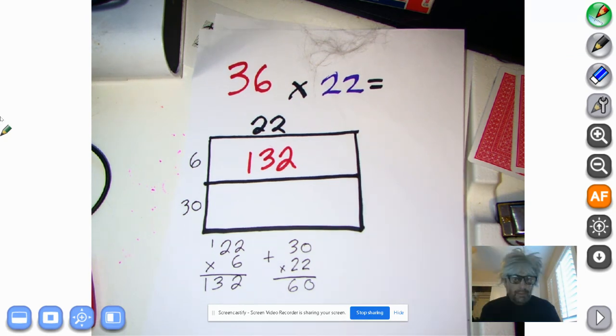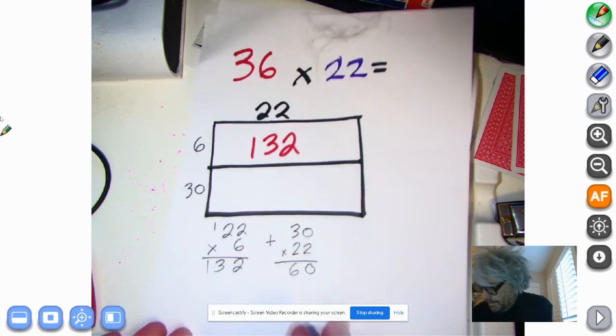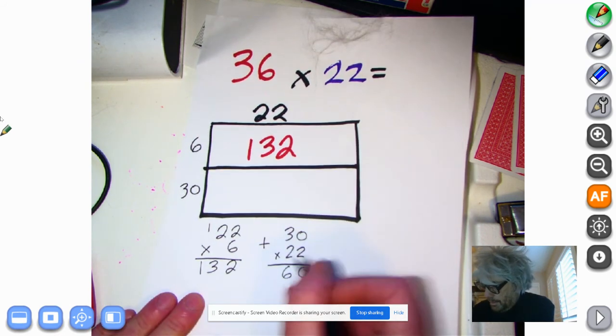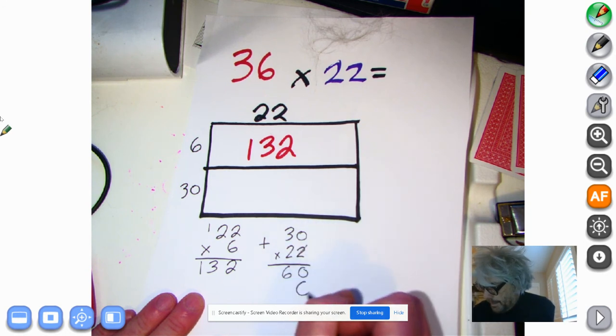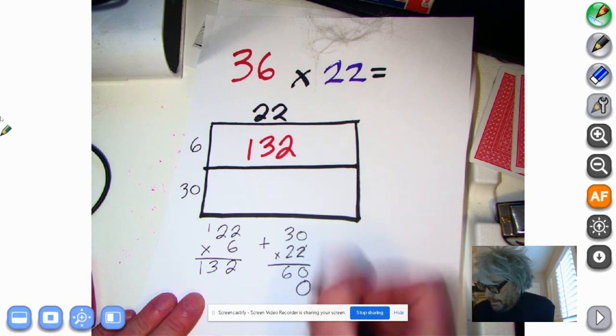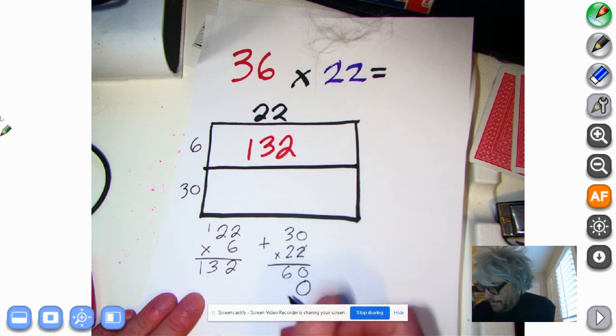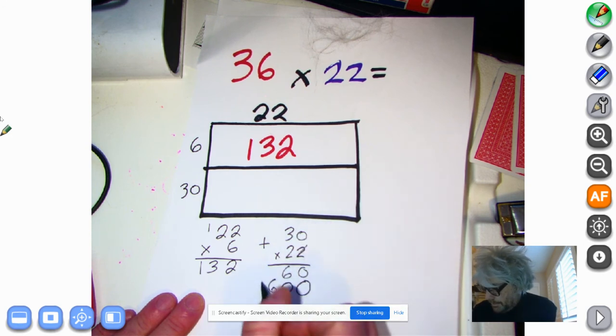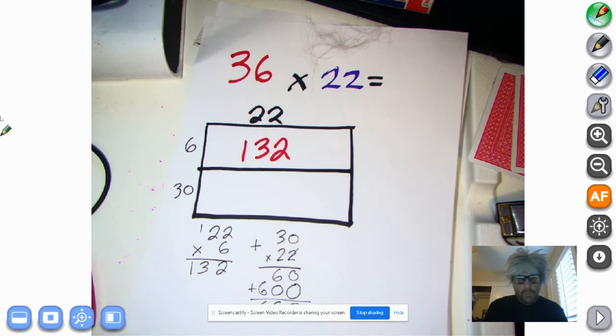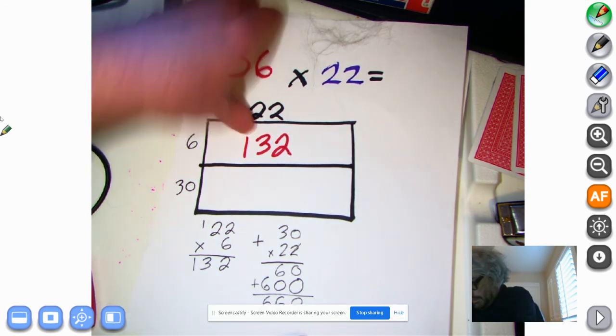All right, let's go back to our problem here. We've done the 30 times the 2. So now we're going to do 30 times 20, right? So we're just going to put the 0 here. 30 times 0 will be 0. Then 0 times the 2, and 3 times the 2. Think about it like 3 times 2, 2 zeros left over, gives us 600. Okay, so now what we have to do is add these all up to get the final answer.